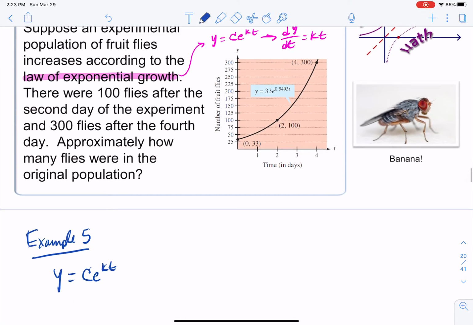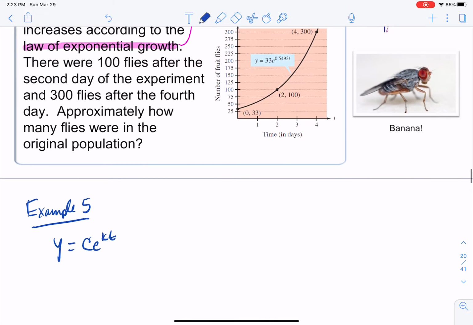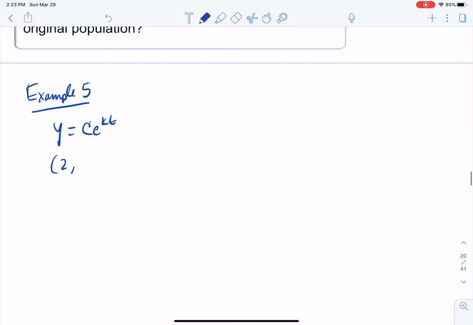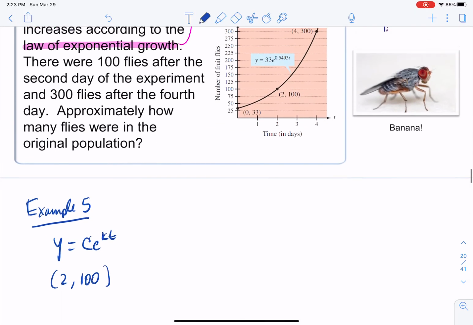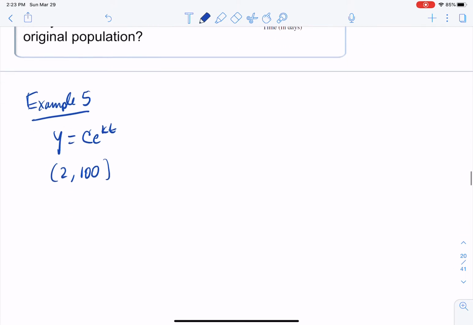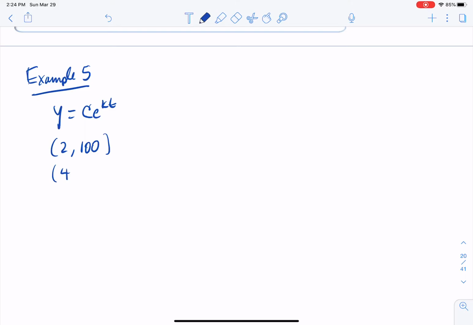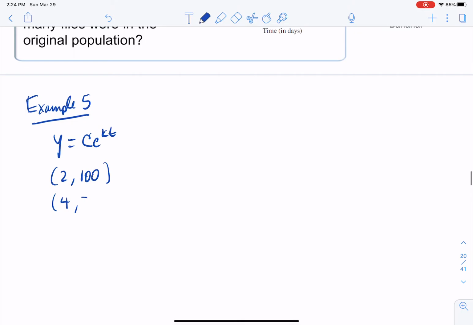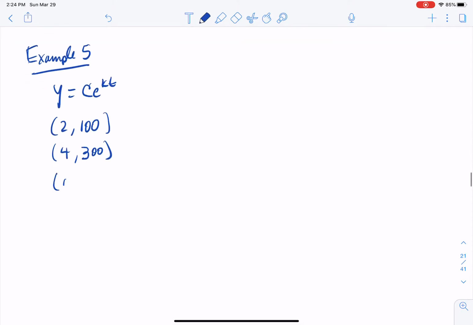And then we have a couple of conditions here. There were 100 flies after the second day of the experiment, so we've got (2, 100) as one of the points. And then we also have 300 flies after the fourth day of the experiment, so (4, 300). And what we want to know is how many flies there were initially. So basically we're trying to solve for that C value.